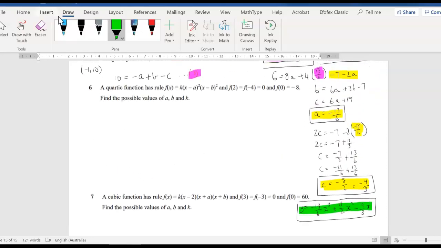A quartic this time. The function has the rule, and f(0) equals negative 8. What that is telling us is when x equals 0, y is negative 8. And f(2), so when x is 2, y is 0. And when x is negative 4, y is also 0. I'm just reading this here.